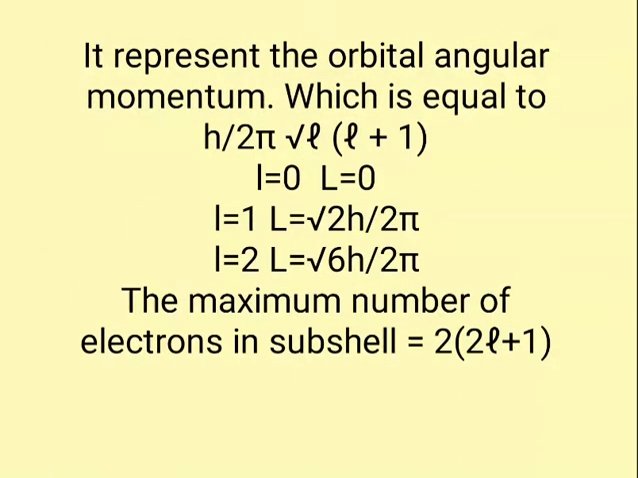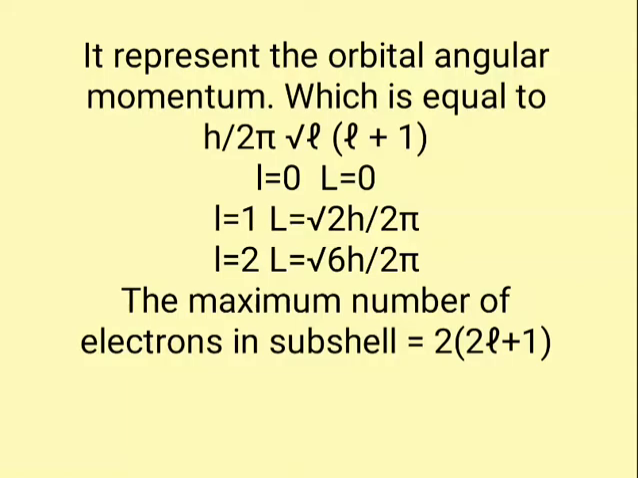The angular quantum number helps in the calculation of orbital angular momentum, that is capital L, and it can be calculated using the formula h upon 2 pi root L(L plus 1). Here h is Planck's constant. Put L equals 0 in this equation. If L equals 0, the capital L will come out to be 0.